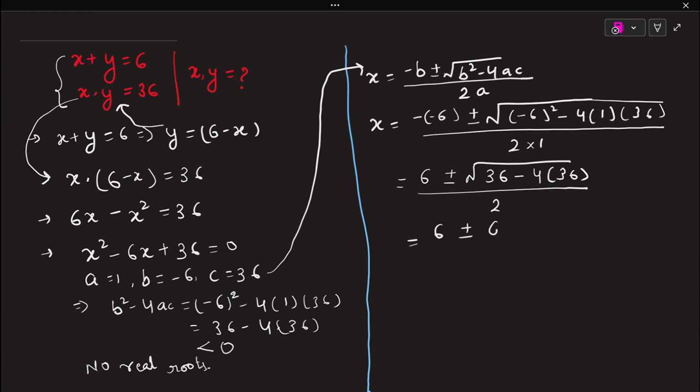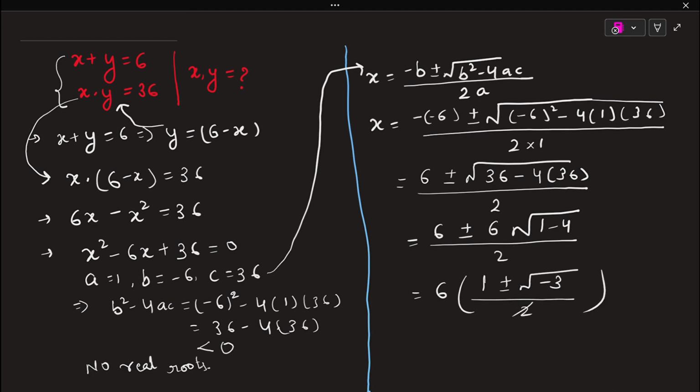That is 6 plus minus, we can take 36 out, that will be 6 square root of 1 minus 4, upon 2. So here we can take out 6: 1 plus minus square root of minus 3, upon 2. So this becomes 3 plus minus 3 square root of minus 3.